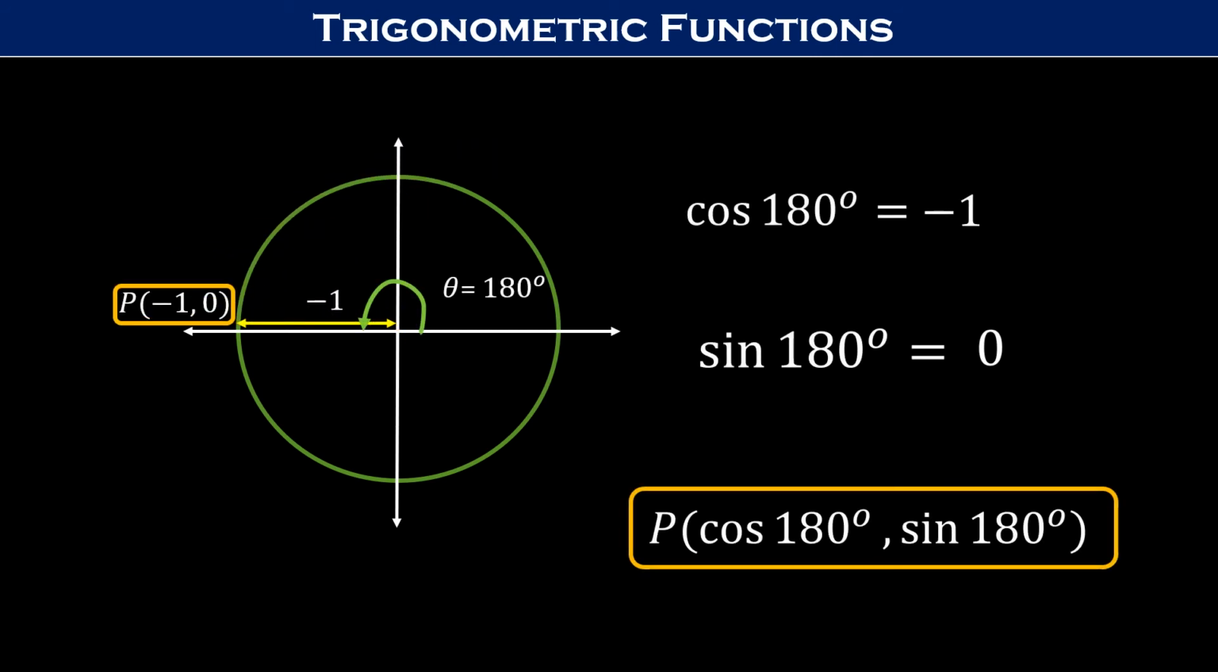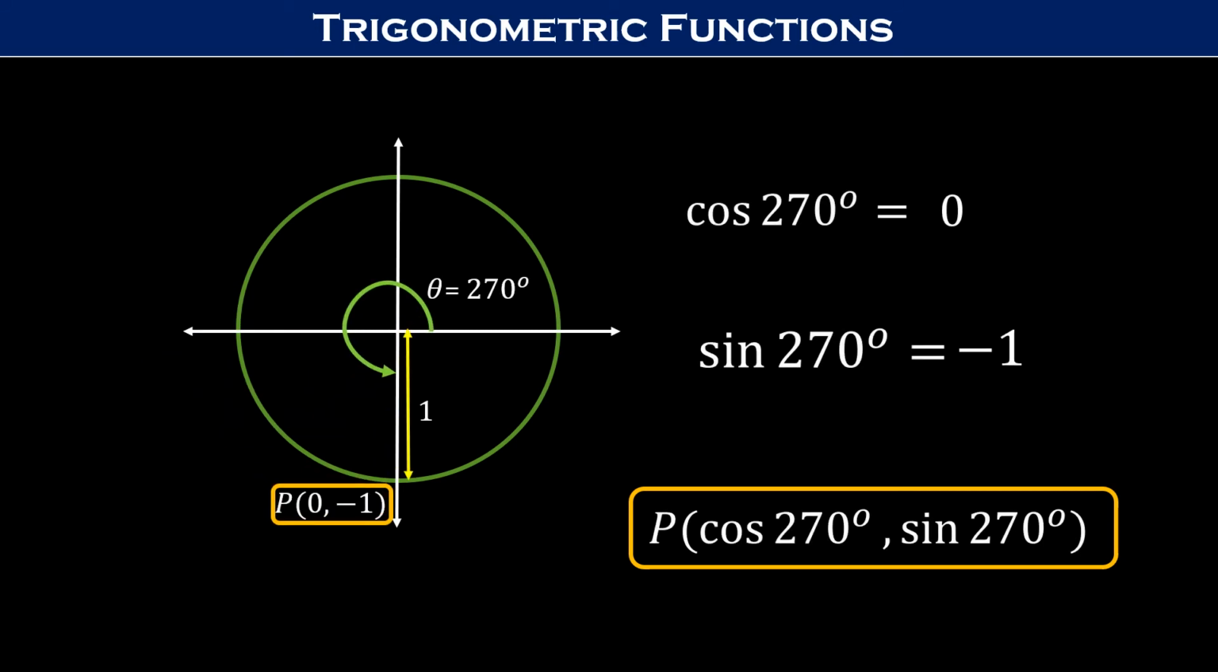Now the value of theta is 180 and the Cartesian coordinates of P are minus 1 and 0. If we are using theta 180, the polar coordinates would be cos 180 and sin 180, where the Cartesian coordinates of P are minus 1 and 0. Comparing the polar and Cartesian coordinates, we find that cos 180 is minus 1 and sin 180 is 0.